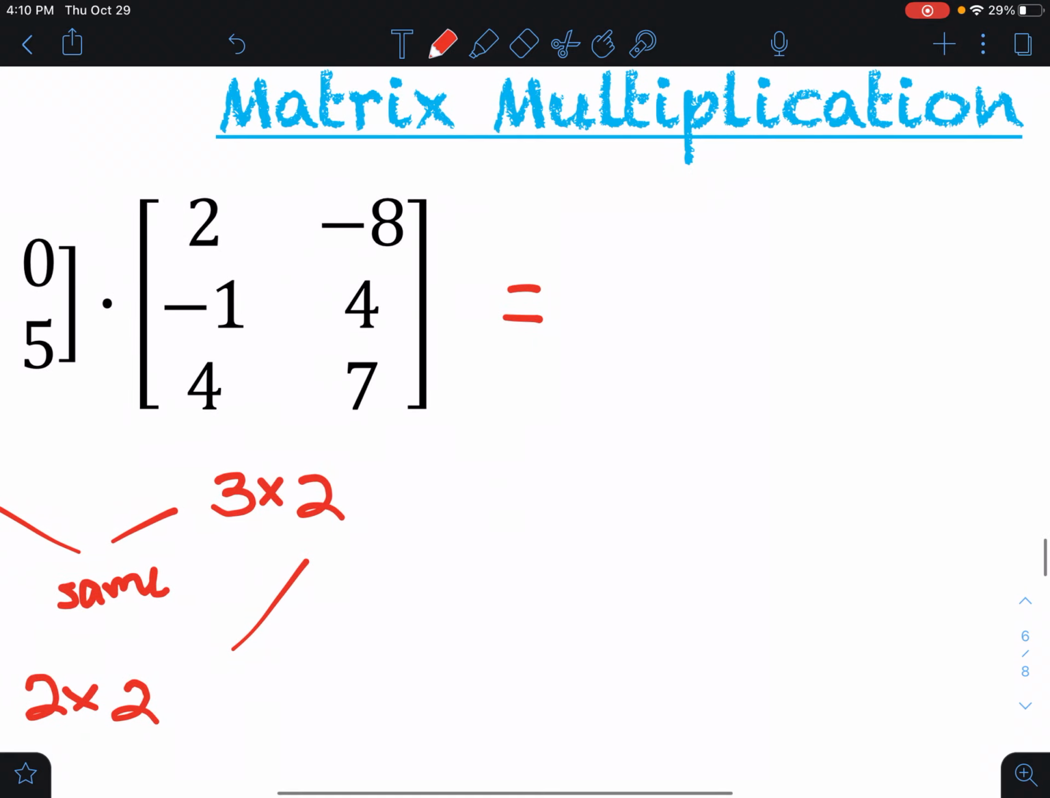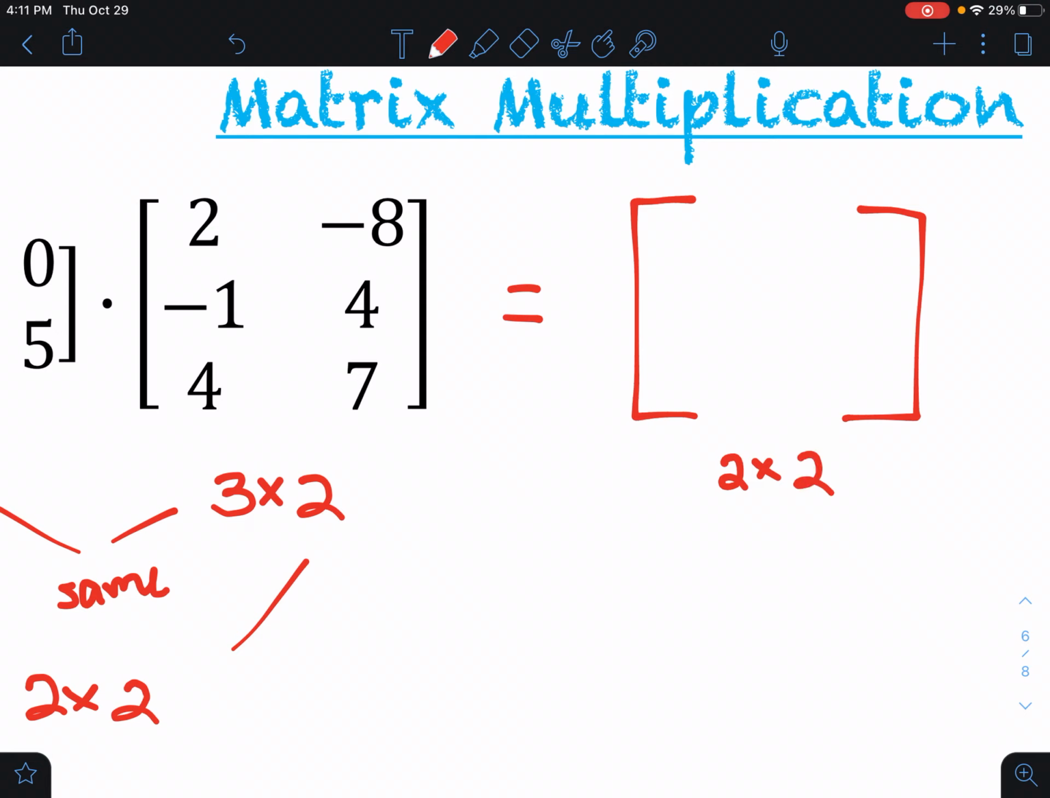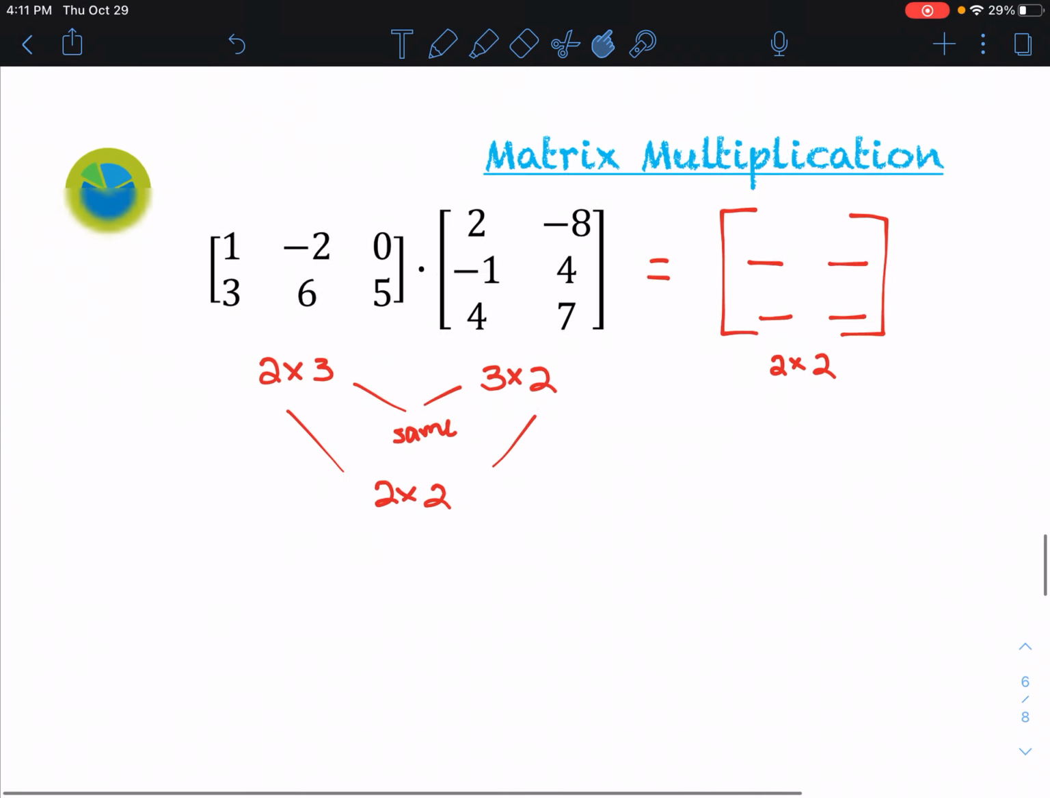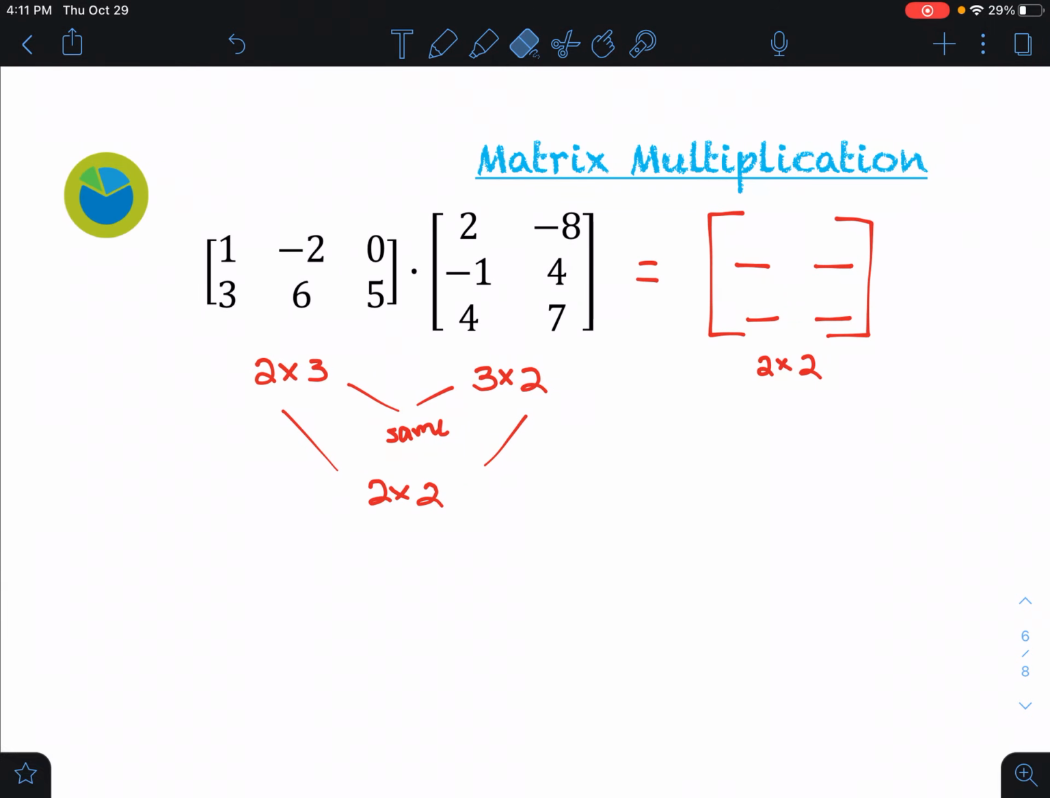what I'm going to do is make a 2 by 2 matrix. I know this has to be a 2 by 2, and that means I have 4 numbers I'm going to need in here. These 4 slots, okay? So how do we get those numbers? That's the next thing that we're going to learn. I'm going to erase this here.